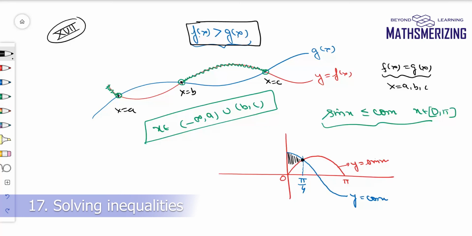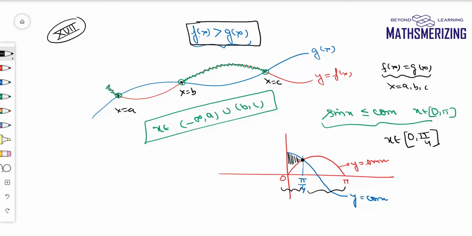So in this interval from 0 to pi by 4, the graph of sin x is less than the graph of cos x, but from pi by 4 to pi, the graph of sin x is greater than the graph of cos x. So the answer to this inequality will be x belongs to from 0 to pi by 4, with 0 included and pi by 4 also included. Now these 17 cases clearly illustrate how imperative it is for us to study graphs.